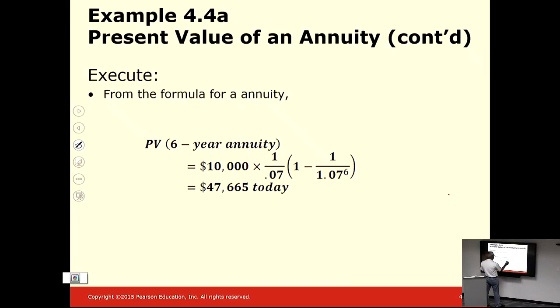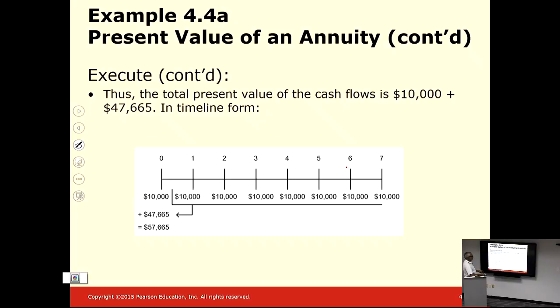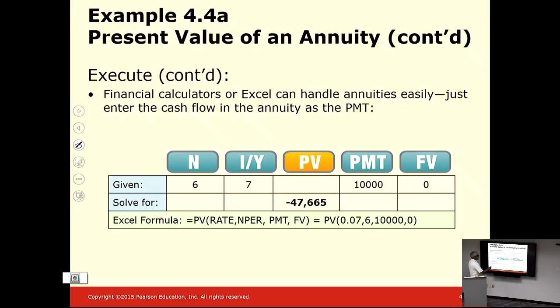So if you do it that way, then the present value comes out to be 47,665. There's a slight error in the timeline that is noted there. So 47,665 versus the BMW cash flow of 10,000. Again, you see over here, this is wrong. So that's 47,665 plus the 10,000, which gives you 57,665. So N is 6, I/Y is 7, payment is 10,000, 47,665 is present value.